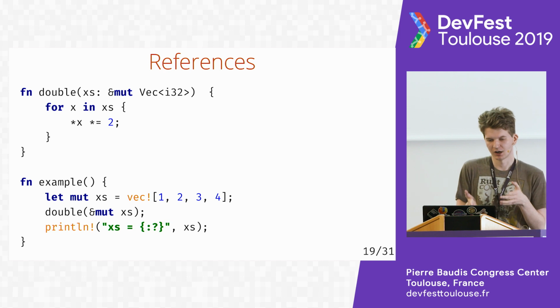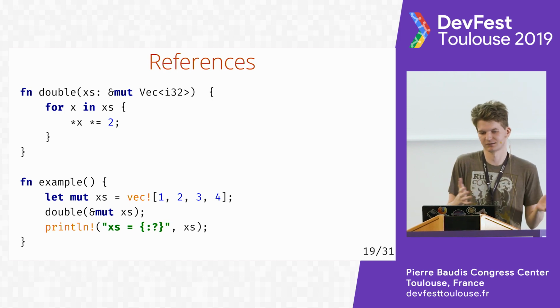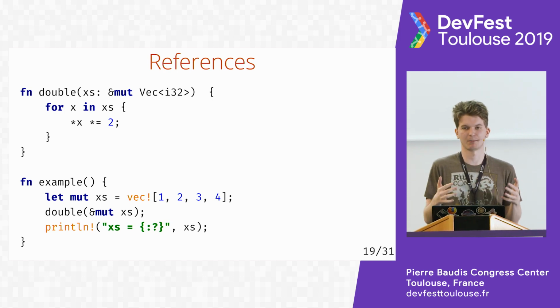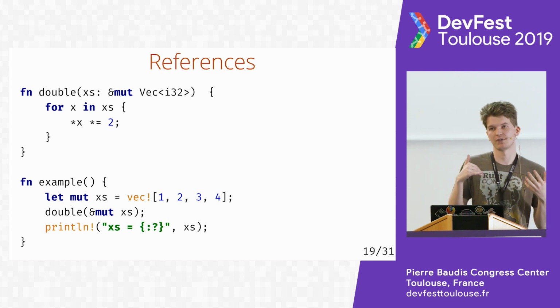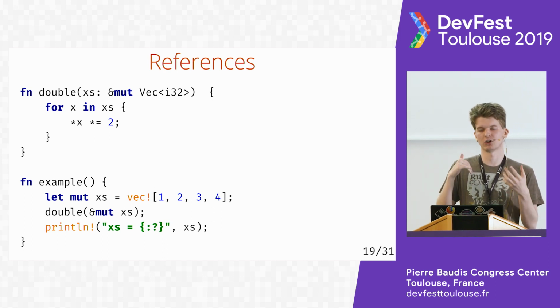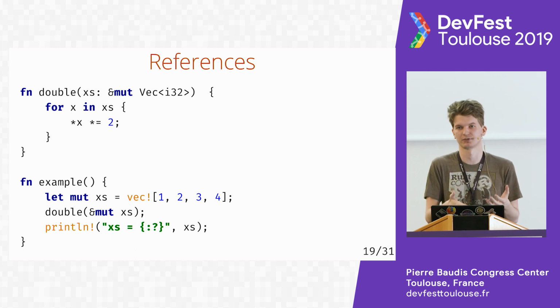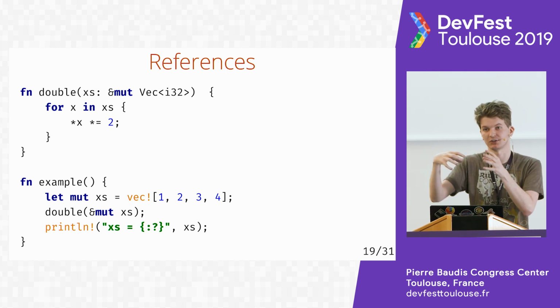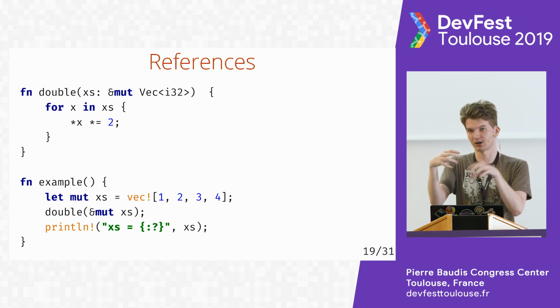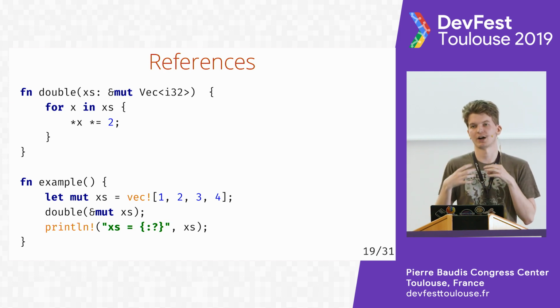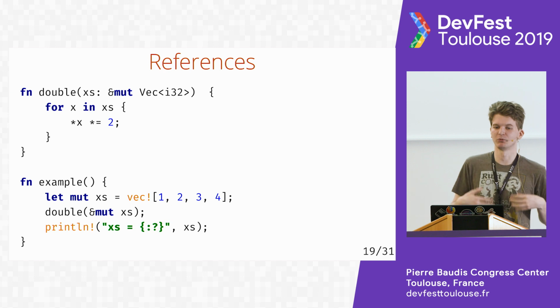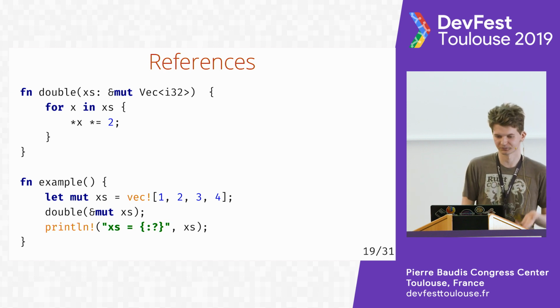In this example, we have a function which just doubles elements in the vector. And note how this mut is not like final in Java, in that it is transitive. We don't mutate the vector itself. We mutate only the values in the vector. But nevertheless, Rust requires that we provide mutable access to the whole vector to do this.